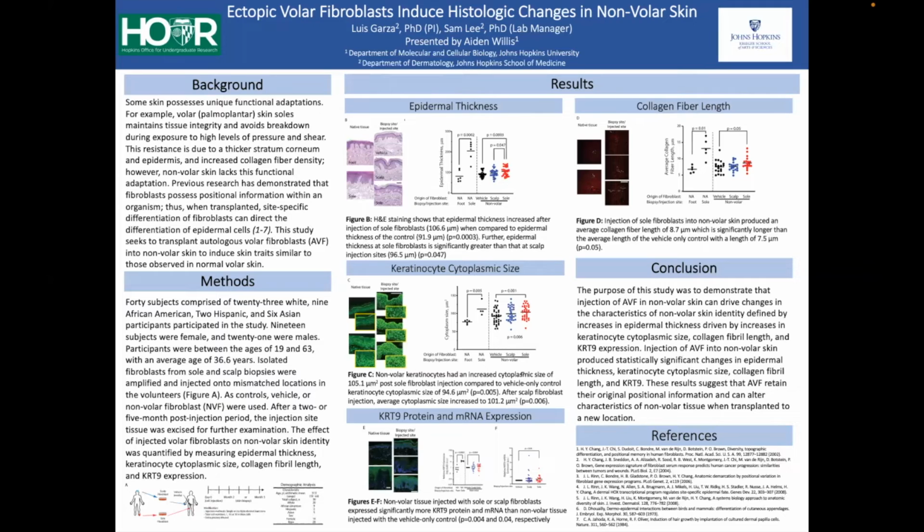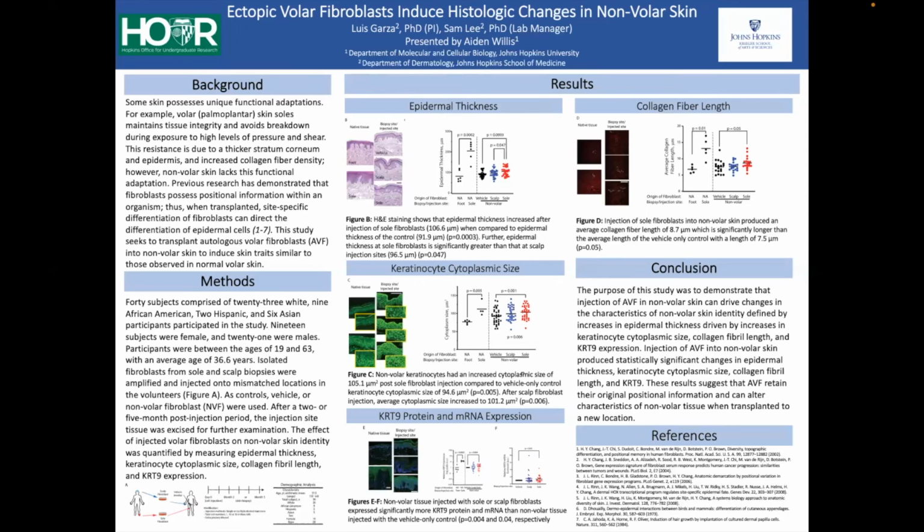Keratinocyte cytoplasmic size is important because this is further evidence to suggest that fibroblasts are signaling surrounding cells to produce thicker epidermis. And finally, epidermal thickness is the culmination of the previous 3 variables. You would expect to find injected volar fibroblasts would increase epidermal thickness when compared to normal skin treated with a control. And what we observed was that across the board, across all variables, injection of volar fibroblasts into non-volar skin produced statistically significant increases in epidermal thickness, keratinocyte cytoplasmic size, keratin 9 protein expression, and collagen fiber length.